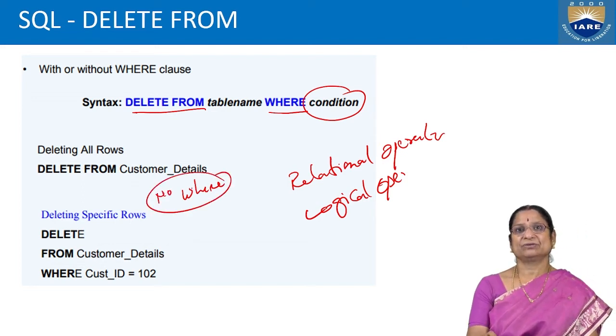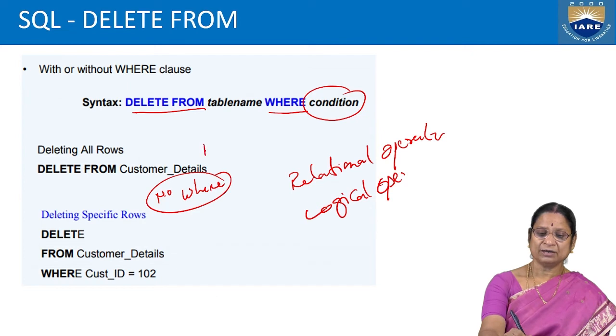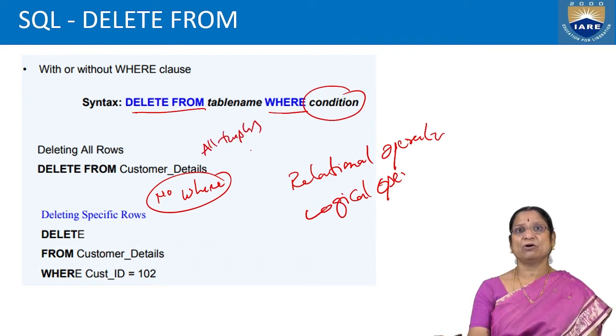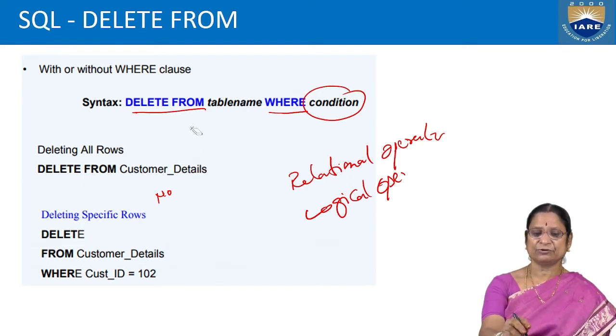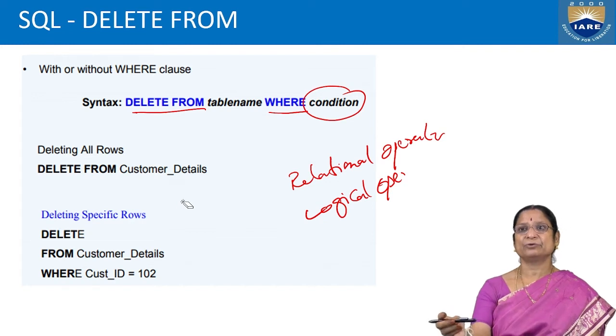No where condition means there is no constraint. Delete from customer detail means all tuples are deleted, all rows. Deleting all rows means if you didn't provide any condition, then all rows are going to be deleted automatically.